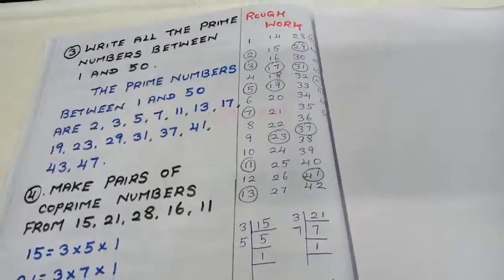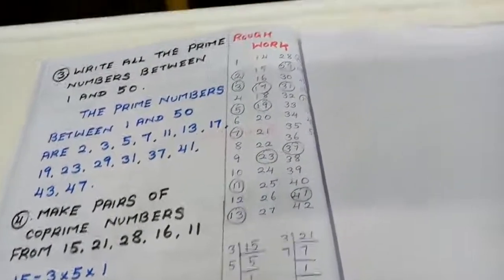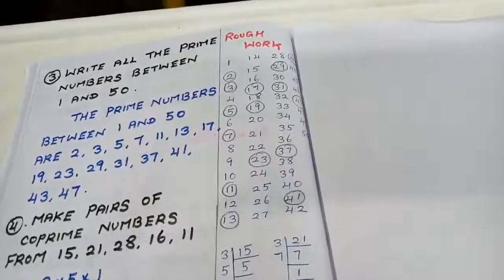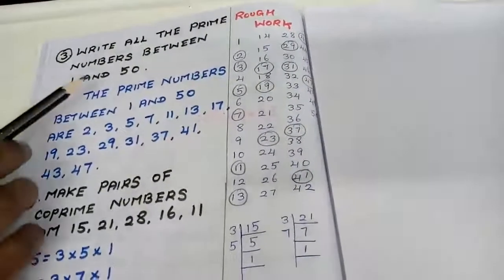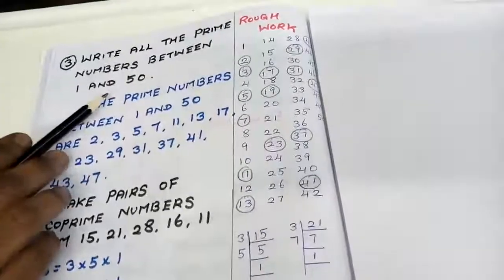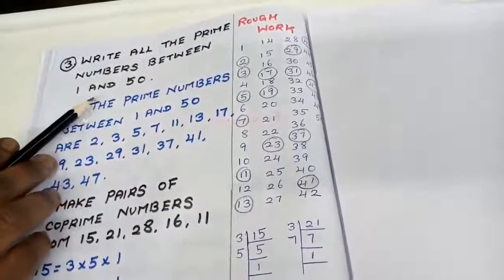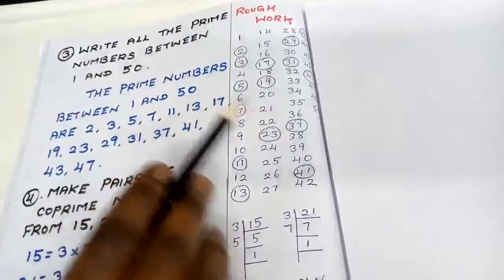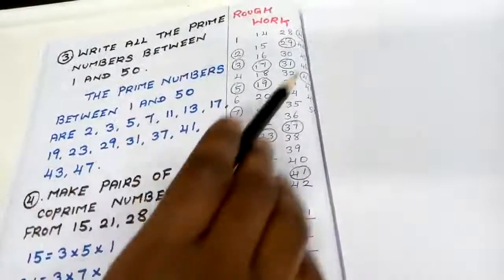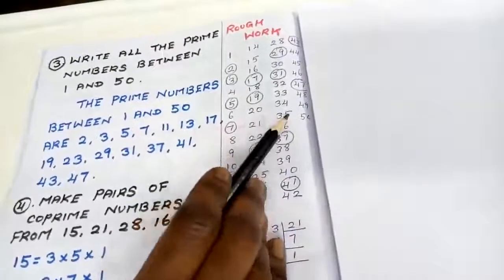So using the concept of prime, composite and co-prime numbers, we are going to see sum number 3, students. That is, write all the prime numbers between 1 and 50. You are going to write the numbers in order from 1 to 50, that is 1, 2, 3, 4 till 50. I am going to write all the numbers here, students.